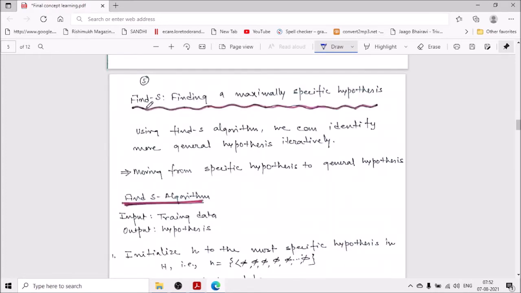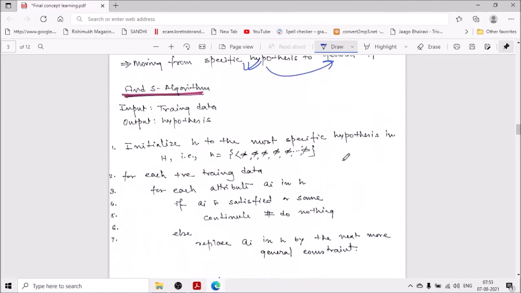Next, we'll discuss the Find-S algorithm, or finding a maximally specific hypothesis. Using the Find-S algorithm, we can identify more general hypotheses iteratively. So the objective of the Find-S algorithm is to identify the more general hypothesis. Here we move from a specific hypothesis to a general hypothesis iteratively. That means we start our algorithm with the specific hypothesis, then move towards the more general hypothesis.